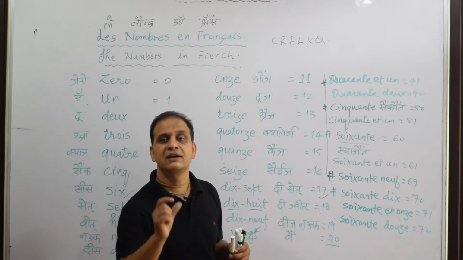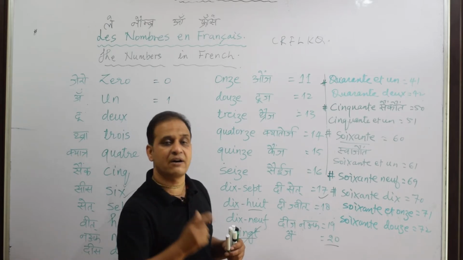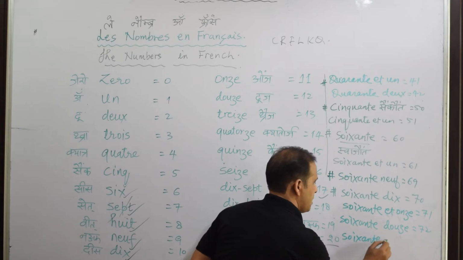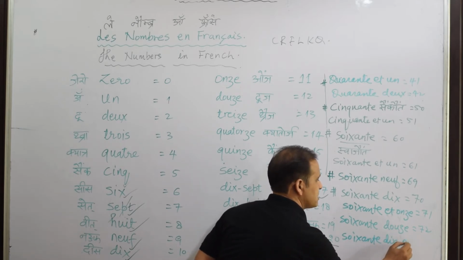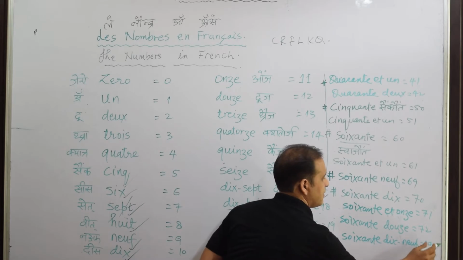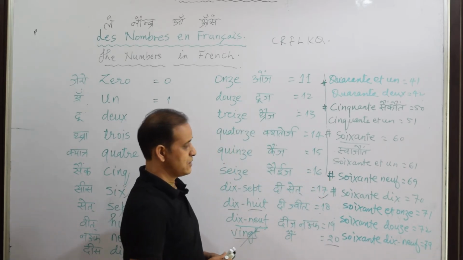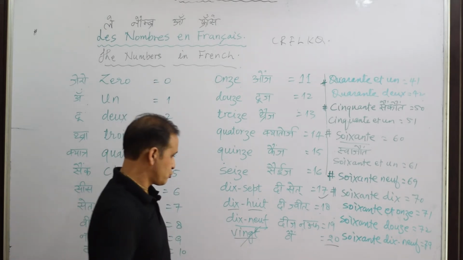If you have understood this, you can say 79. How will you say 79? 79. 60, and then 19. What is 19? 19 is 19. 60 is 60. So 79.